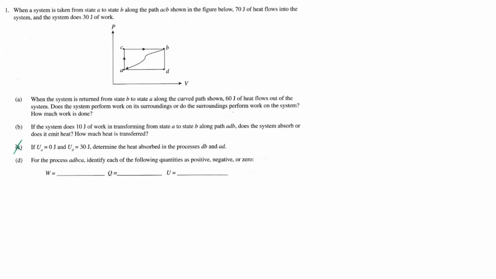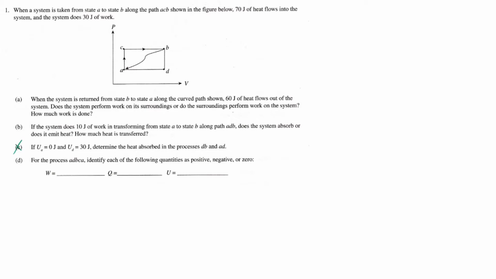All right, back to easy physics. This time we're doing thermo. When a system is taken from state A to B along the path ACB, shown in the figure below, 70 joules of heat flows into the system and it does 30 of work. All right, let's draw a picture here.